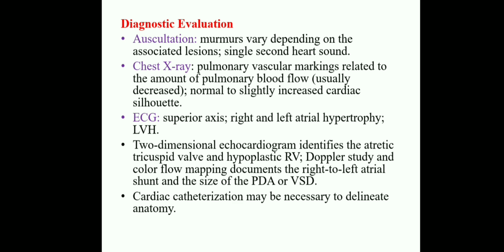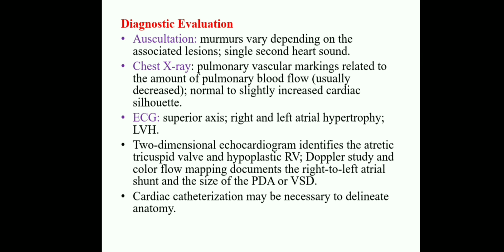I said in the introduction itself that it is associated with ASD, VSD, and patent ductus arteriosus, because of those defects the child survives. Otherwise, if there is no VSD and no ASD, obstruction is there, so the child suffers with cyanosis and the mortality rate is high. This two-dimensional echocardiogram shows that the child has VSD, ASD, and patent ductus arteriosus, and hypoplasia of the right ventricle. This is about the two-dimensional echocardiogram.